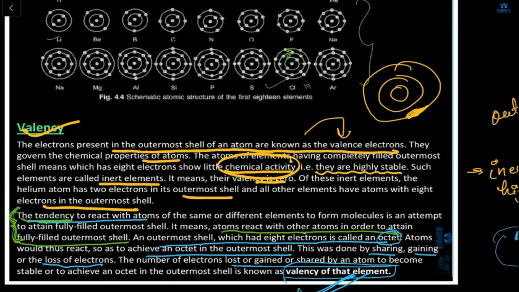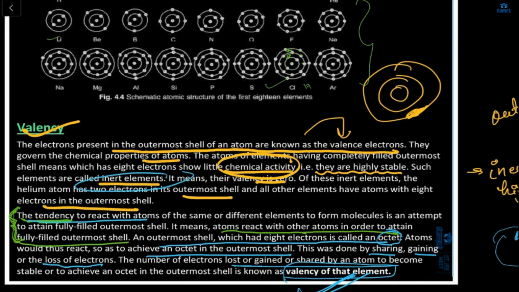So here, your outermost electrons are known as valence electrons. Atoms with a filled outermost shell have no chemical activity, that is, they are highly stable. Those elements with a highly stable outermost shell are known as inert elements.